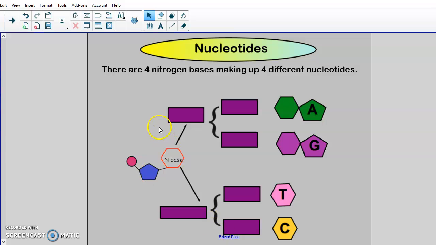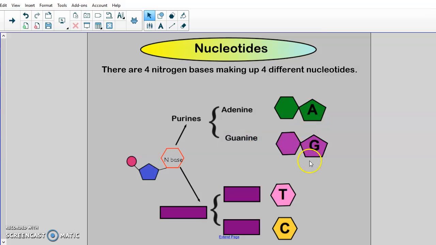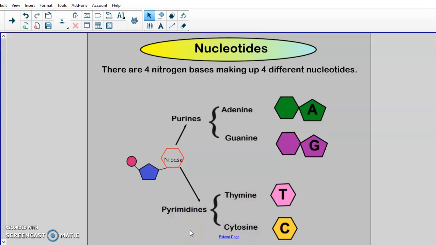So again, here's your nucleotides, right? There's 4 different nitrogen bases. Every nucleotide has a phosphate, a sugar, and then one of the bases. You can have a purine, which is adenine and guanine, your A or G, and they're 2-ringed. Or you can have a pyrimidine, which is thymine and cytosine, and they're single-ringed.